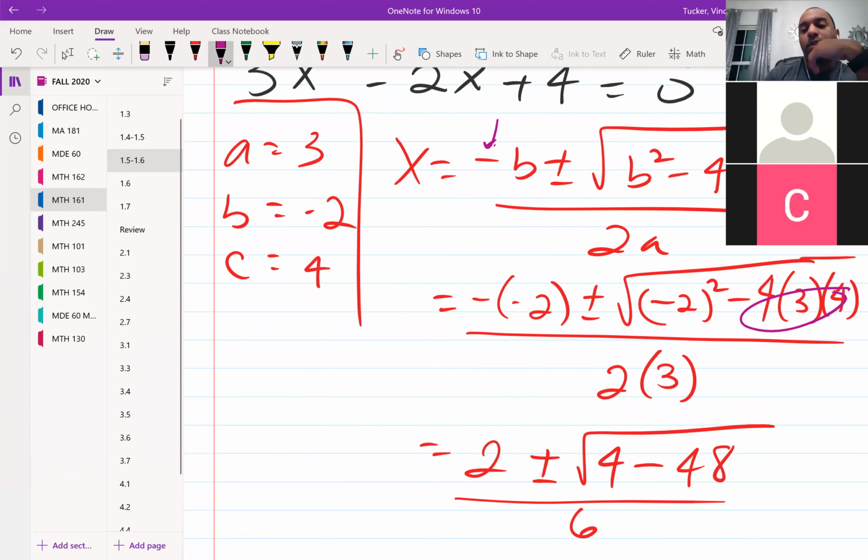So right here, -4 times 3 times 4 is -48. And then on bottom, 2 times 3 is 6. Also, I didn't mention, but negative to a negative right here turns positive when you go to simplify. So that's 2 plus or minus 4, the square root of 4 minus 48 over 6.